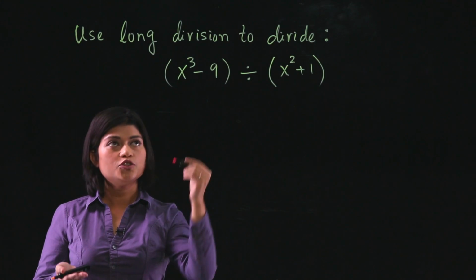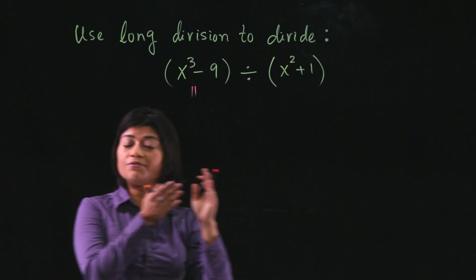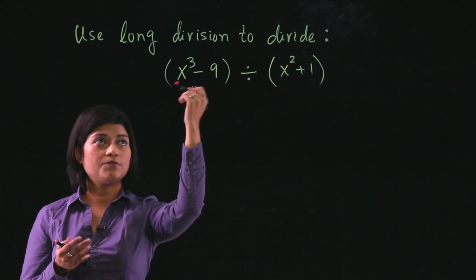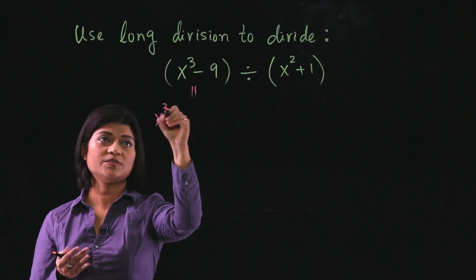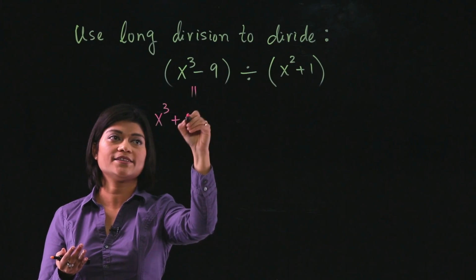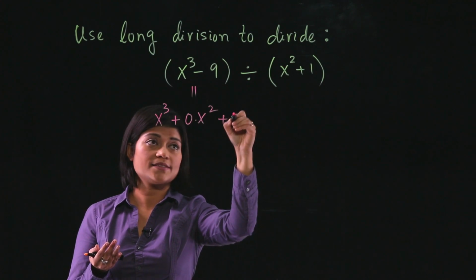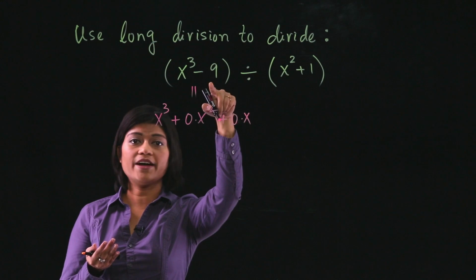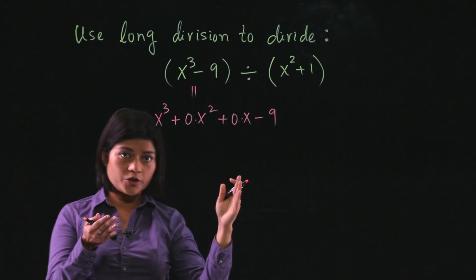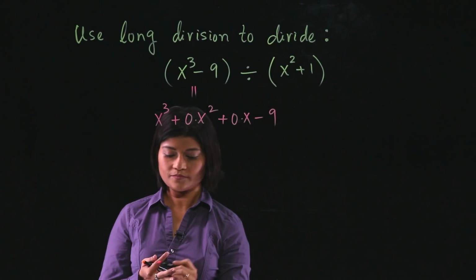So, it's better to rewrite this function with all the different terms, x cubed, x squared, x and constant. So, if you rewrite it, well, x cubed is just x cubed, then there is no x squared, so write it as 0 times x squared. There is no x, so write it as 0 times x. And then finally, the constant term is negative 9. It will be easier for you to divide if you write down all the terms first.